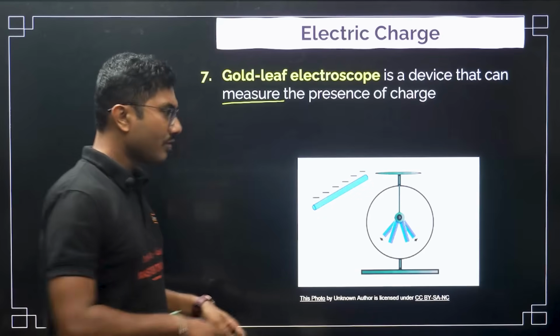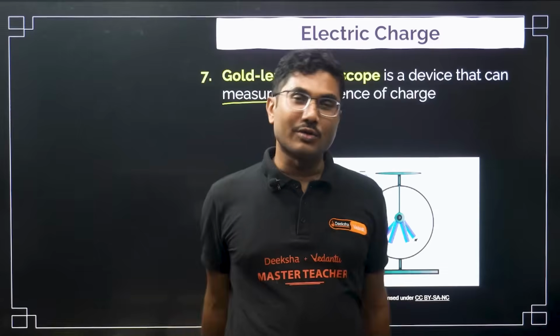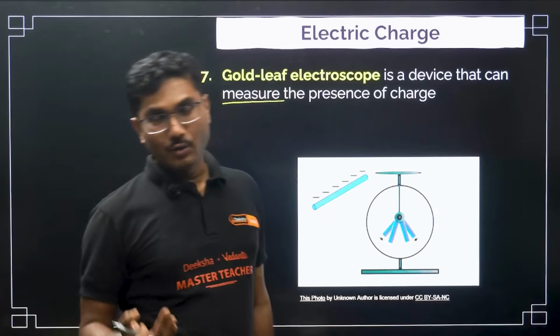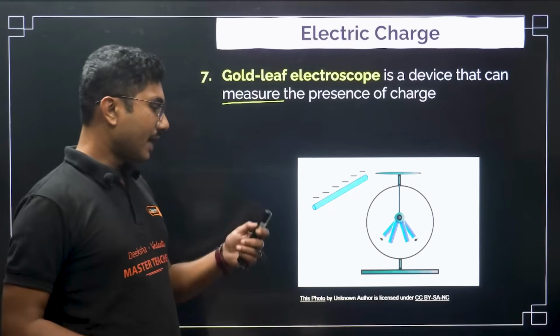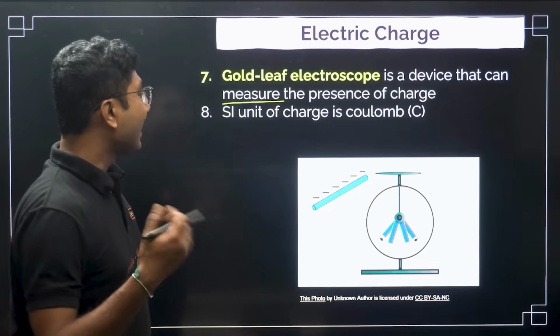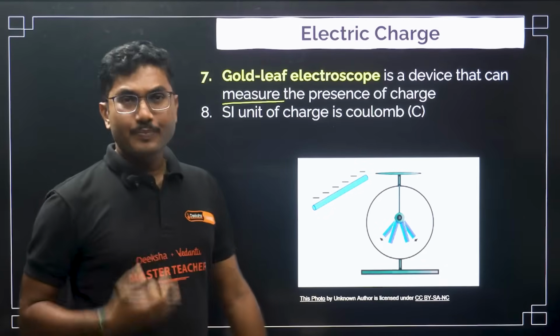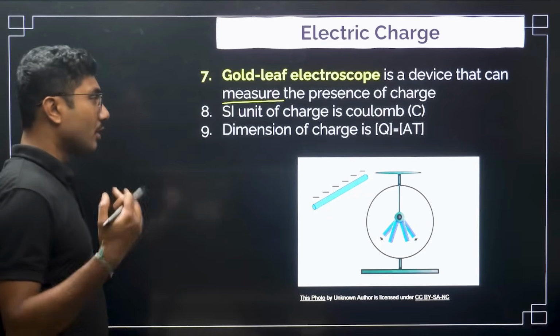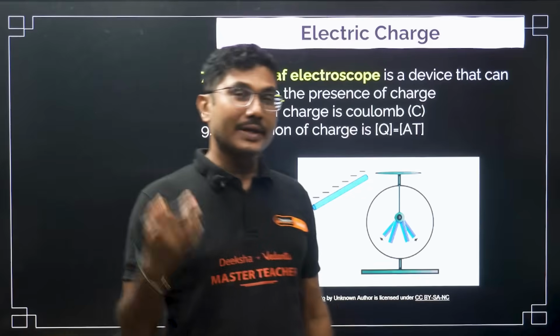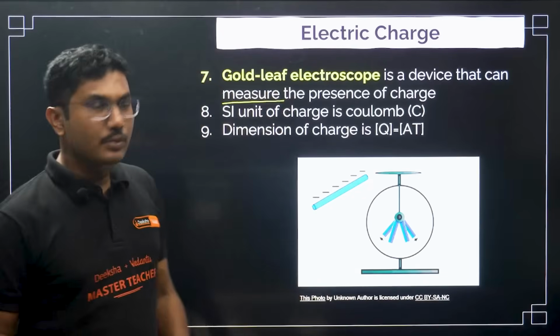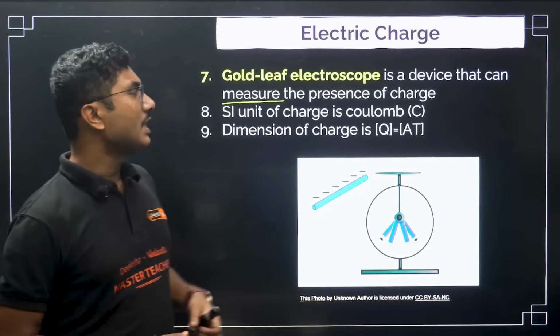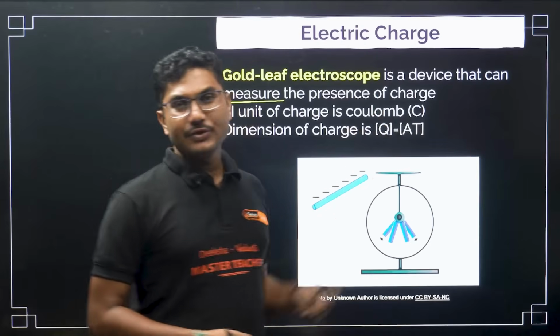There are a lot of experiments you might have done in your school life, preparing a gold leaf electroscope at home, right? Now let's move on. The SI unit of charge is the Coulomb, very important. And charge is not a fundamental quantity. It is a derived quantity. So the dimension of charge is ampere times time, A T.